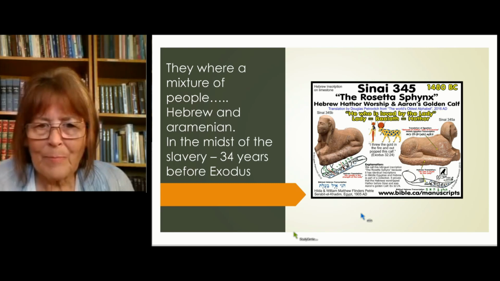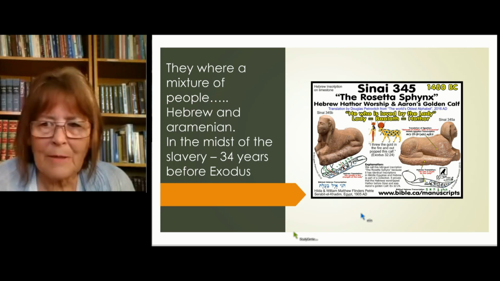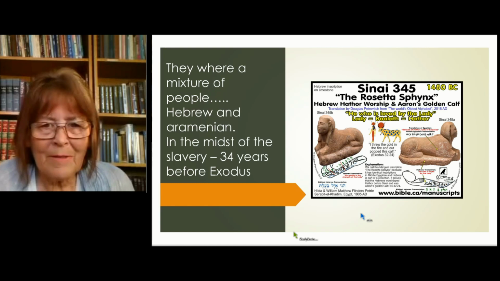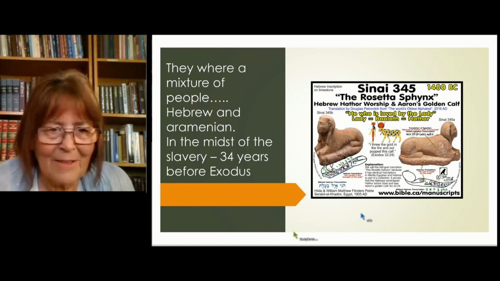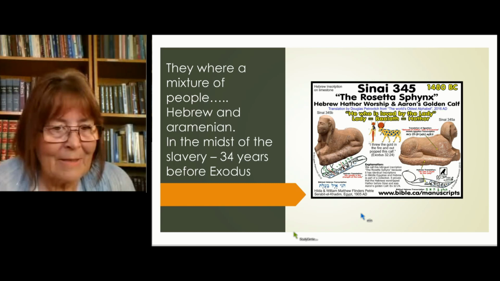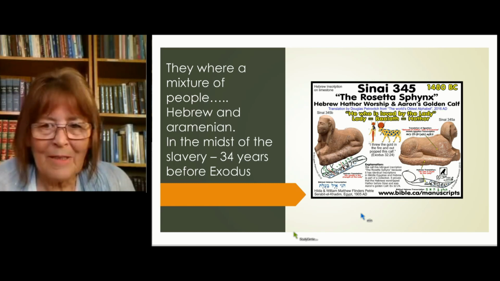And remember, it's a mixture of people. You will see they worshipped Hathor, that is an Egyptian cow god, and the Hebrews did that. They did that also when they came to Sinai. They built this calf and said that that was their god. And they called her Bala, and that was an Aramean word for a goddess. And there were also Arameans in Goshen.